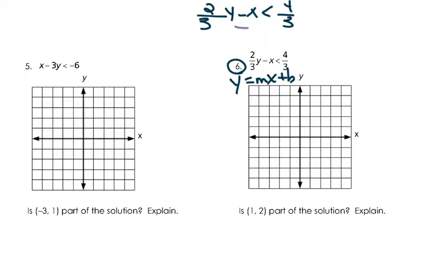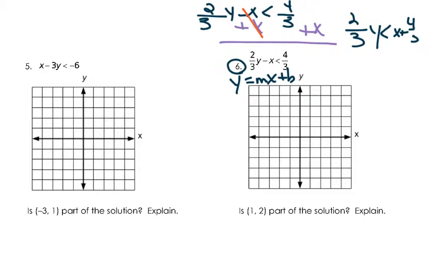I'm going to add x to both sides. And if you notice, I didn't line this up on the right side because they're not like terms. And now I would have 2 over 3 y is less than x plus 4 over 3. And then now I have to multiply everything by 3 on both sides. Here that'll get crossed out.